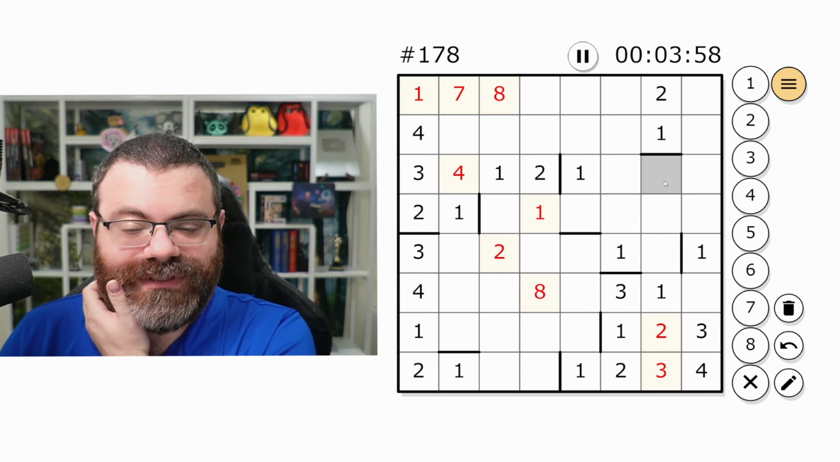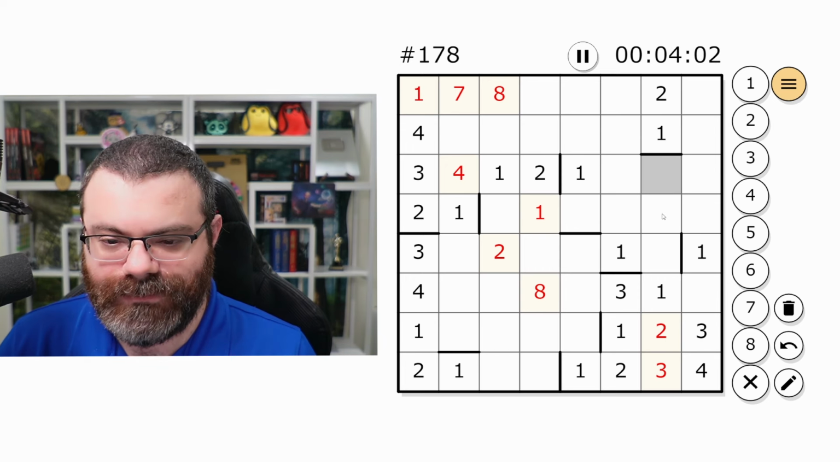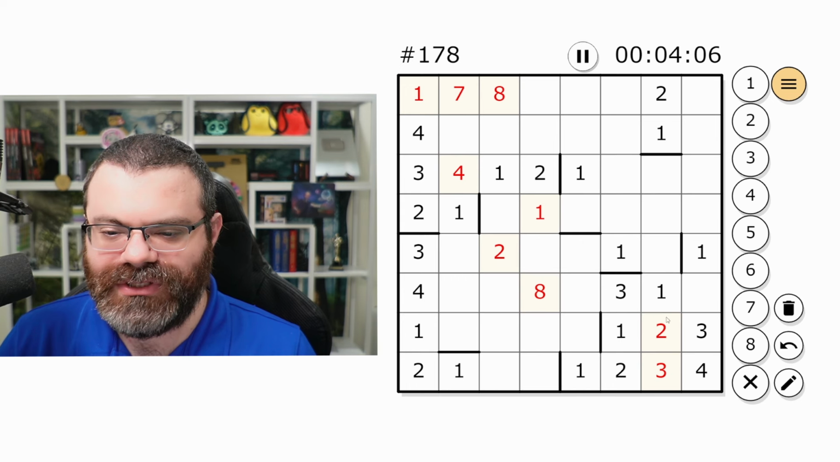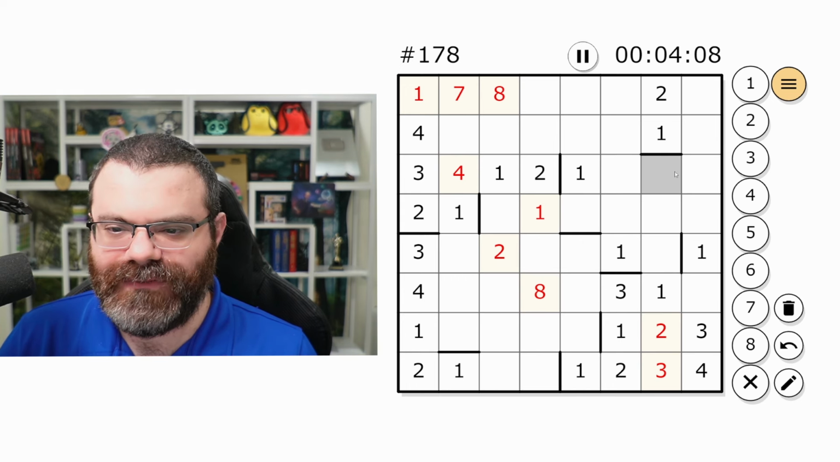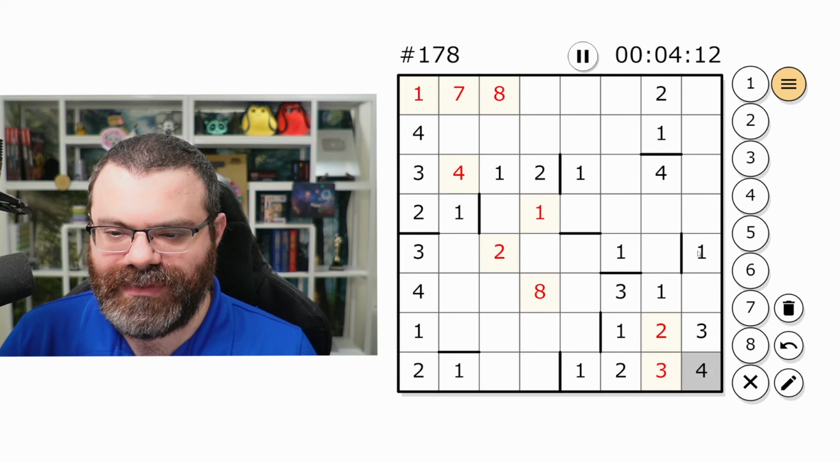Let's see, we need 4, 5, 6 here. Ooh, wait. Yes, okay. This maxes out at 4. It can't be 1, 2, or 3, so it has to be a 4. It maxes out at 4 because of this row. So now we're left with 2, 3. This can't be the 3. So that's 2, that's 3. Okay, that's working out well.